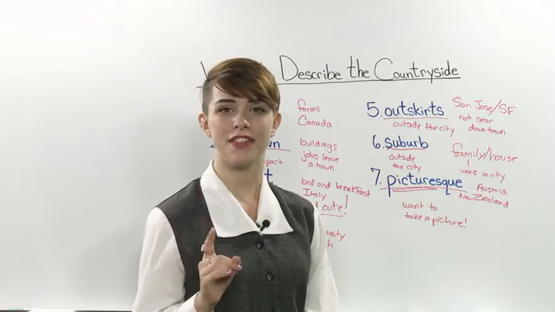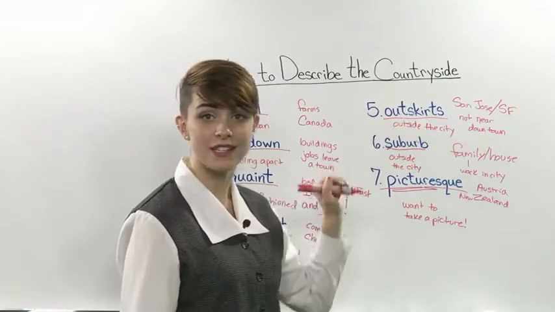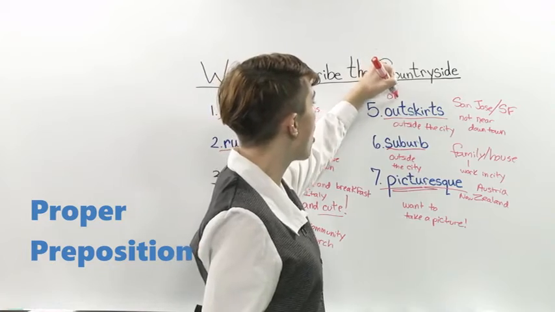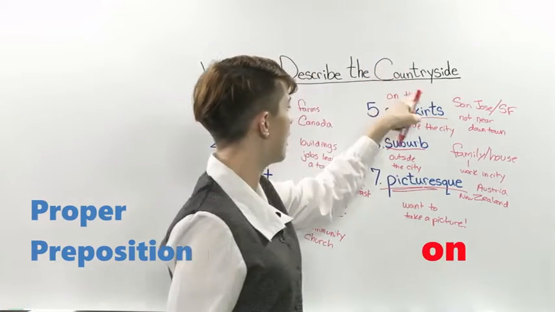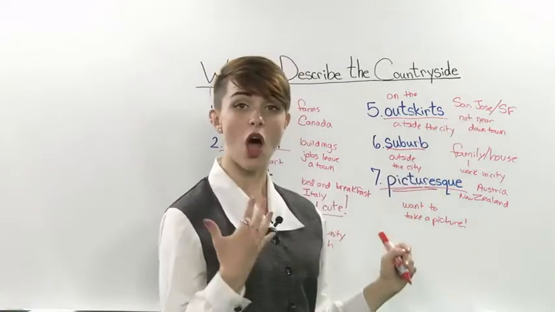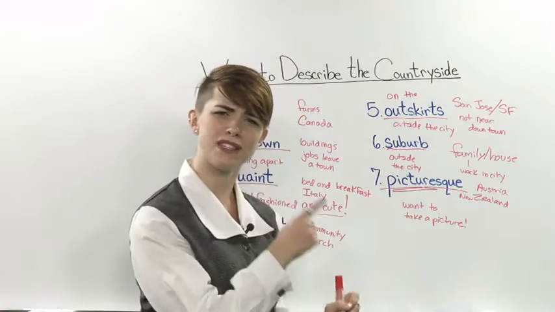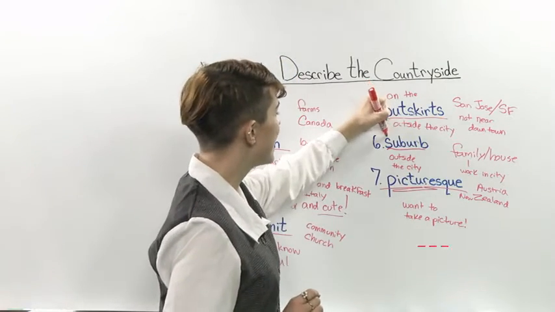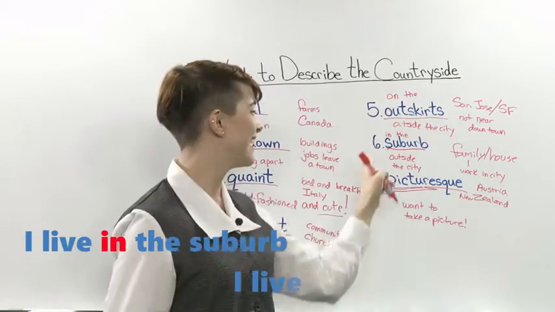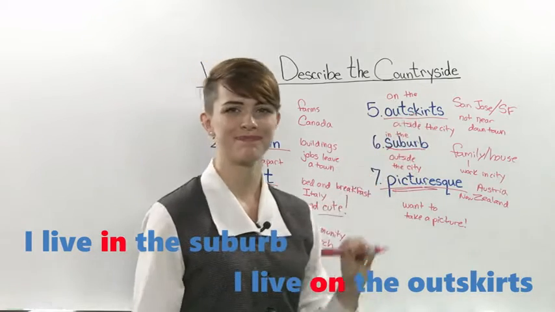One more important thing to keep in mind when using the word outskirts is the proper preposition for outskirts is on the outskirts. I would say San Jose is on the outskirts of San Francisco. Whereas with suburb, you want to use in the suburb. I live in the suburb or I live on the outskirts.